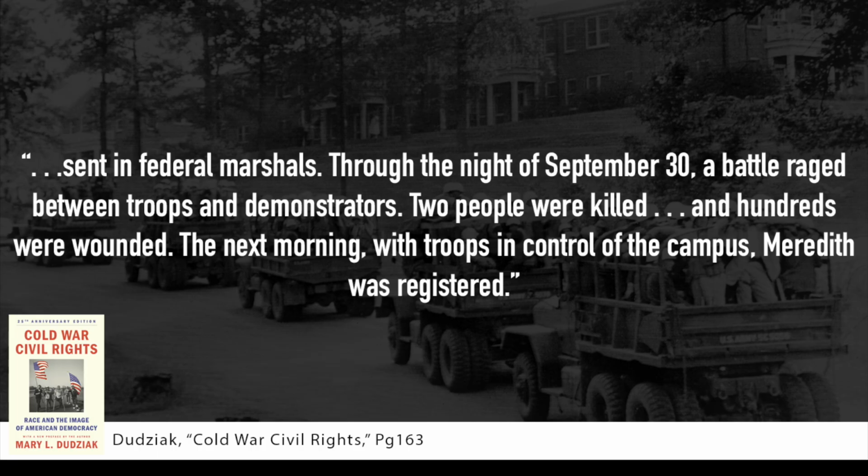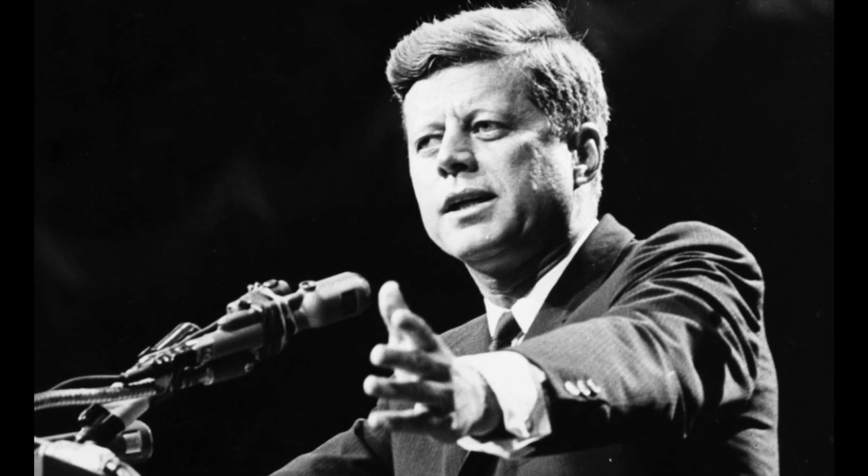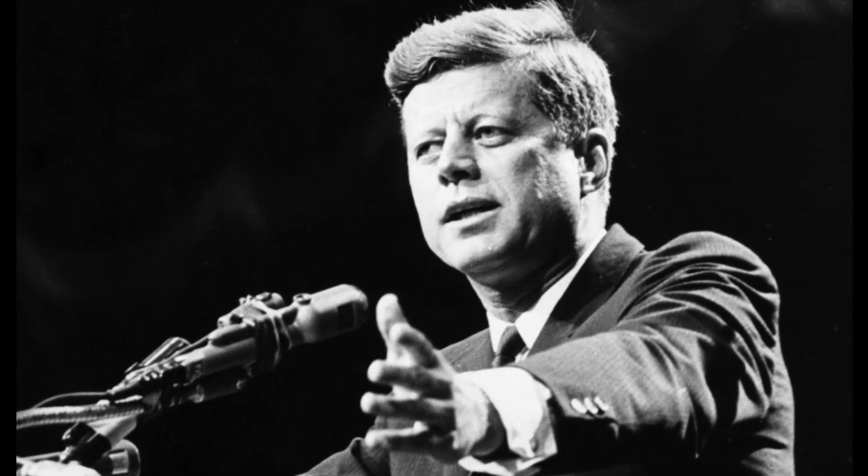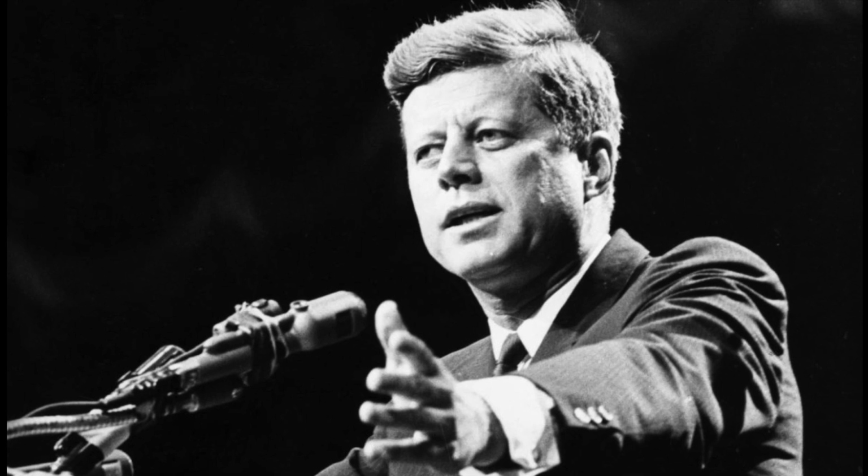This is when President Kennedy, quote, sent in federal marshals. Through the night of September 30th, a battle raged between troops and demonstrators. 2 people were killed and hundreds were wounded. The next morning, with troops in control of the campus, Meredith was registered. Despite the bloodshed, Kennedy proved to the country and the wider world that the federal government was committed to protecting the constitutional rights of Black Americans, a message he was eager to send.